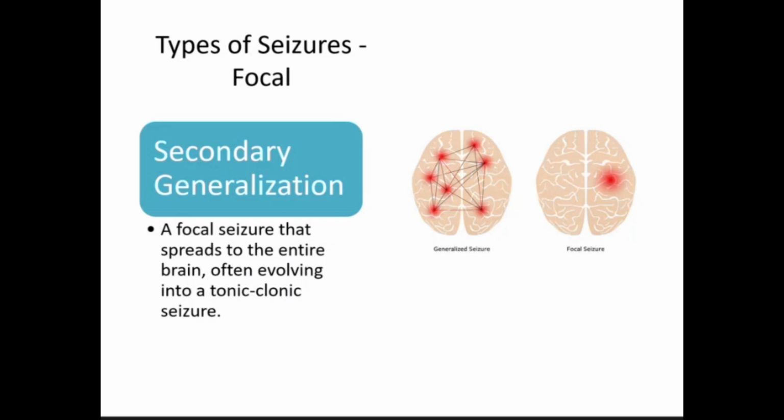If they do go into that full tonic-clonic, they're going to be postictal. They're going to have that confusion, that altered mental status, and all that, because now we have gone to full brain involvement, a full-blown seizure. Questions about our seizures? Those are all the major ones. If you want to listen to a neurologist talk about seizures, they go on and on.